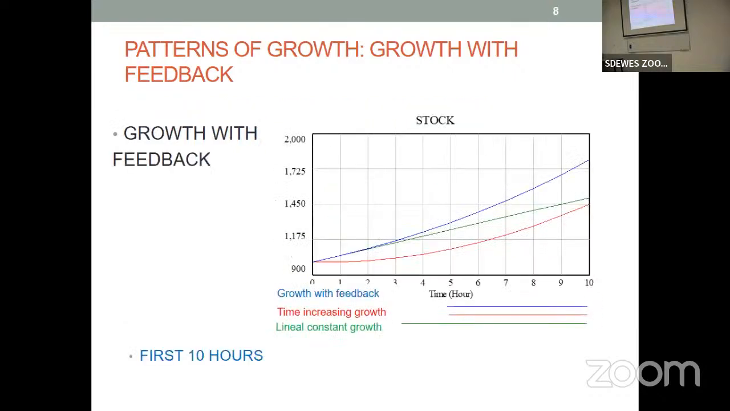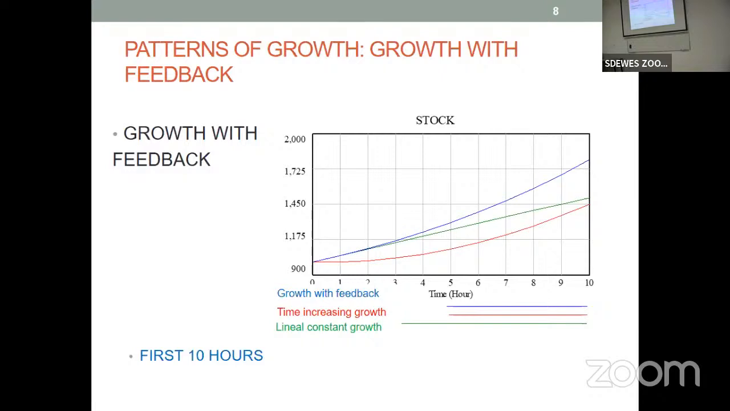So, if you check the behavior for these three different cases, this one was the linear, the red one is the time-increasing growth, the time function, and the blue one is the growth with feedback. If you check the time at 10, with just 10 units of time, I mean, you can think in minutes, hours, years, whatever, but at 10 units of time, these three behaviors are not so different. At the beginning, well, obviously they are different.